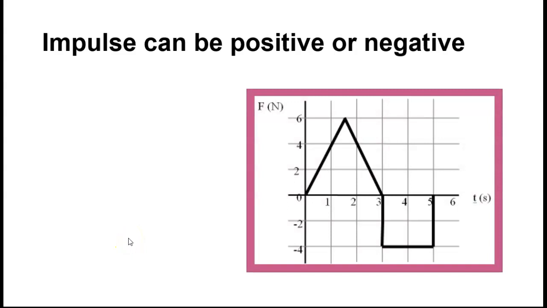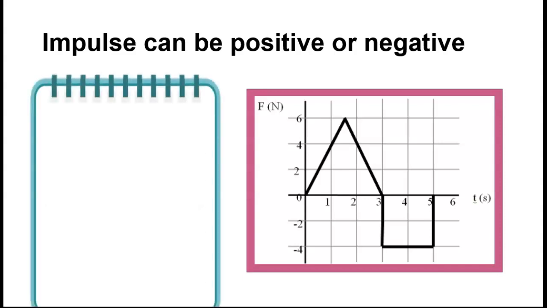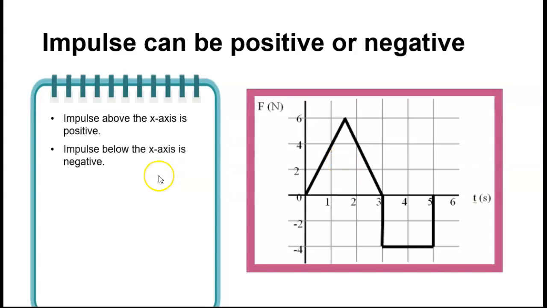All right, the next thing is that when you have a graph, impulse can be positive or negative. So impulse above the x-axis is positive. This force is happening in the positive x direction. And impulse below the x-axis is negative.